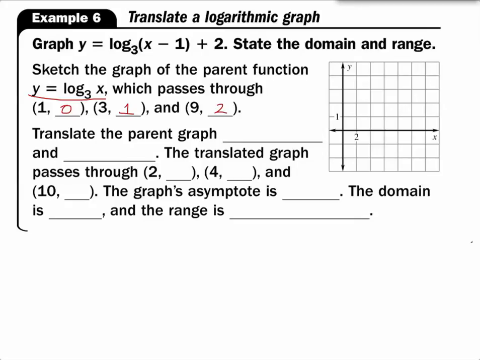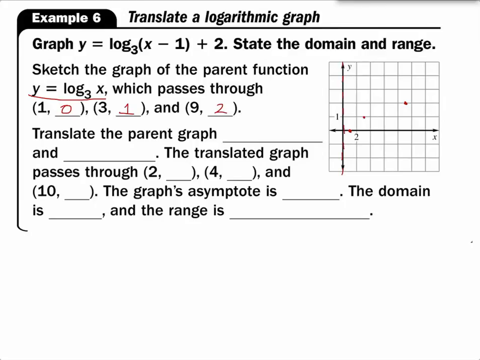Bingo. So 1, 0. Did that thing with the x-axis again, didn't they? 3, 1, 9, 2. Now I'm going to go ahead and draw that asymptote because of what's going to happen next.